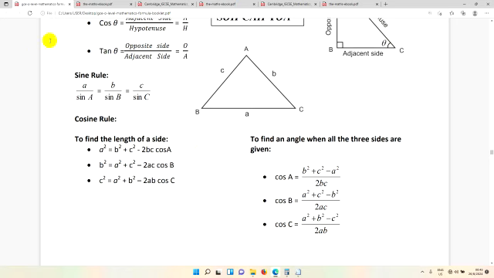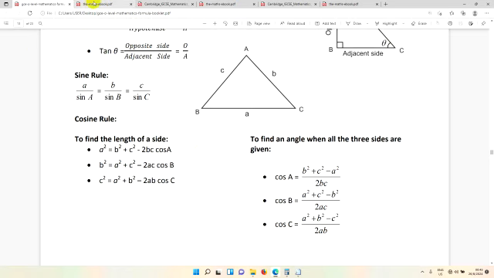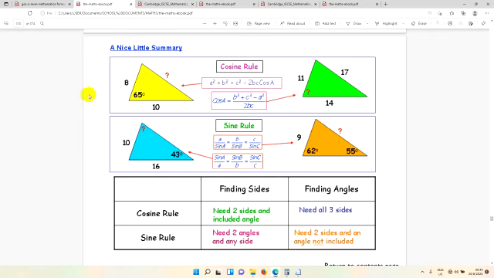Right, so let's get into business. I have this little summary here which shows us where to use the cosine rule and where to use the sine rule.